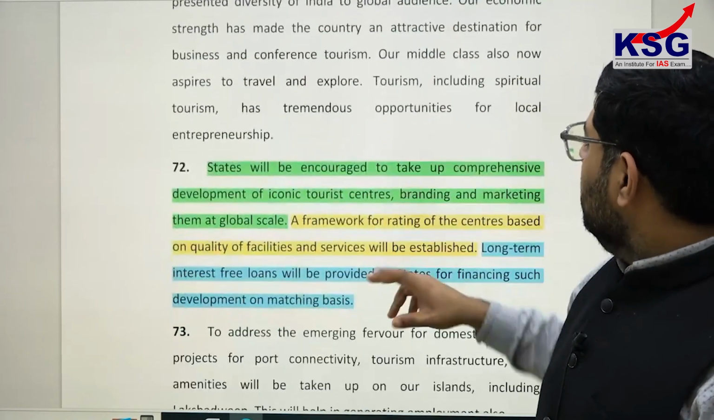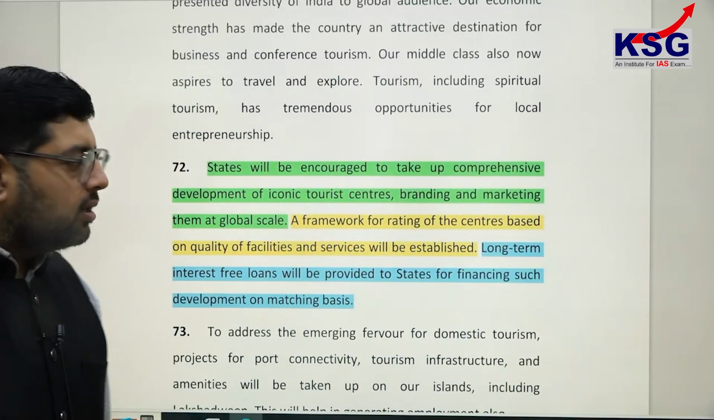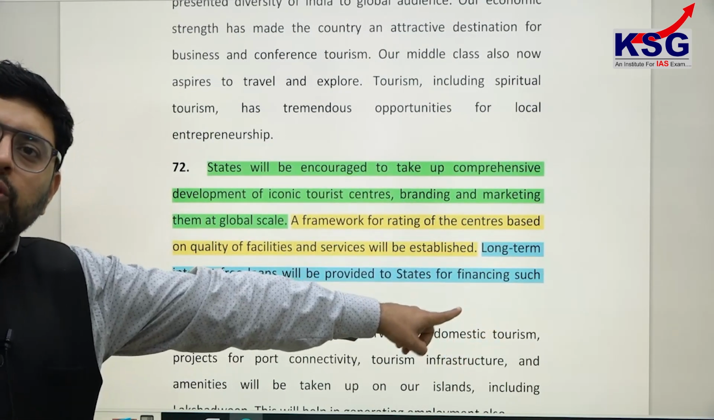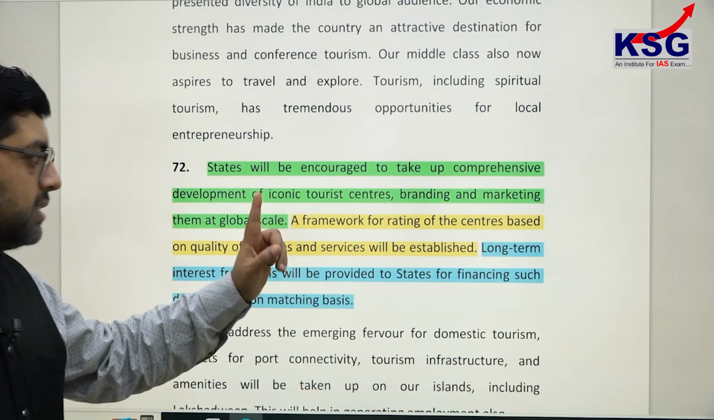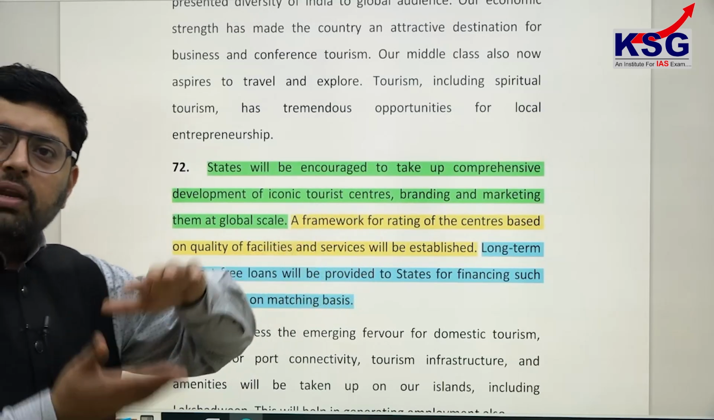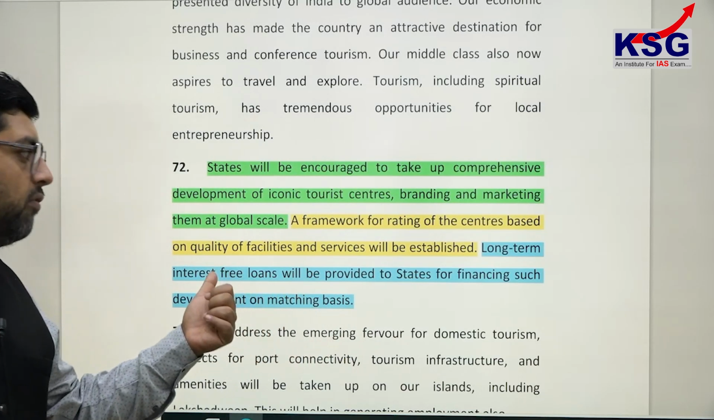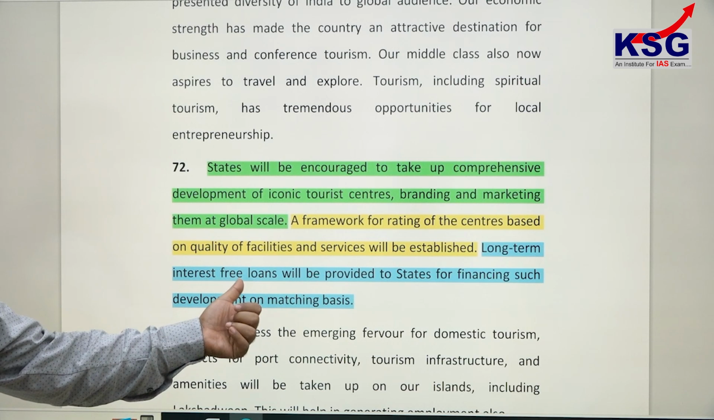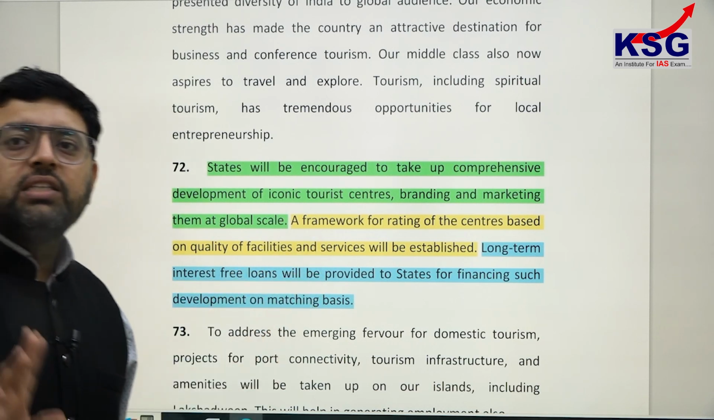Now, the government says that every state has to identify its iconic center, brand it, and market it. So they have talked about branding and marketing, and this is the responsibility of the states. And they said that if you do this, we will rank or rate you, so we will come out with some mechanism to rate you. They also said that we will provide long-term interest-free loans to states for financing such development on a matching basis.